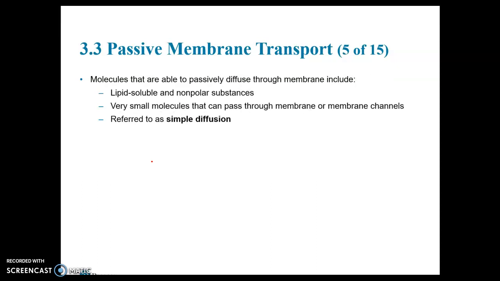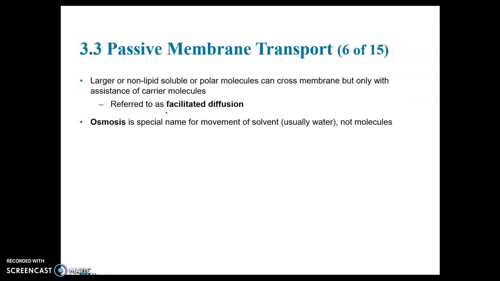All right, molecules that passively diffuse by simple diffusion through the plasma membrane are lipid soluble, because the plasma membrane is a phospholipid bilayer, and so they have to be soluble in that phospholipid bilayer to pass through it. And nonpolar substances like the gases, oxygen and carbon dioxide are very small and nonpolar, and they can just diffuse through the phospholipid bilayer. This is called simple diffusion.